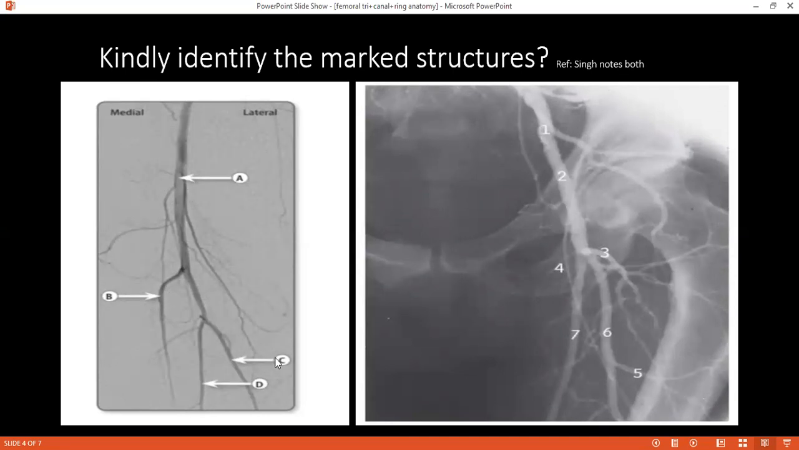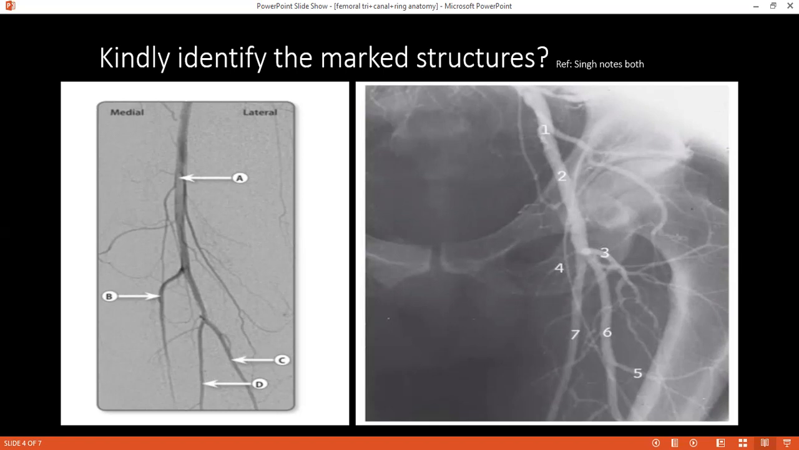What are B, C and D? It could also be the popliteal artery, lower down. A is the popliteal artery. Then what are B, C and D? Anterior tibial artery.